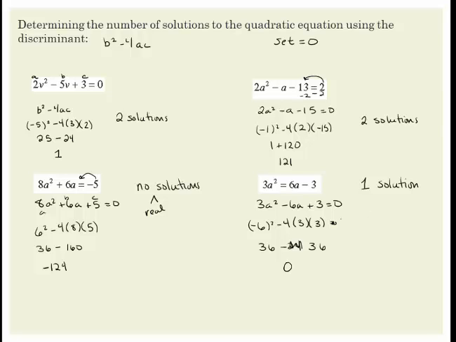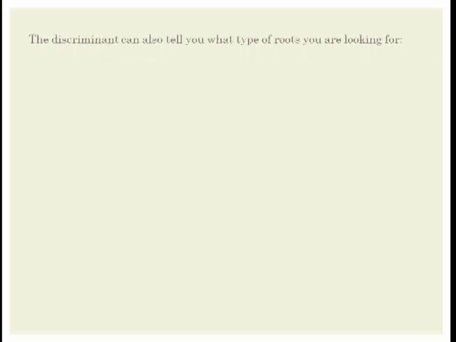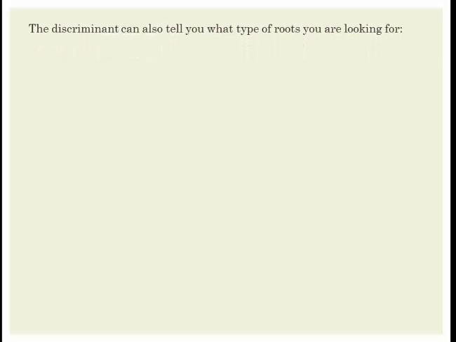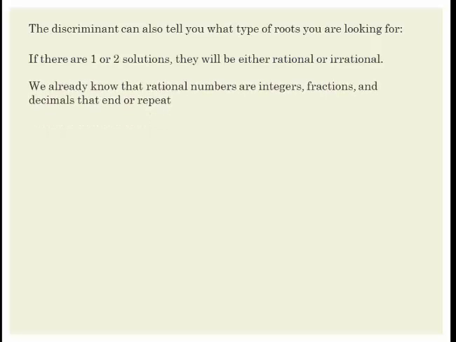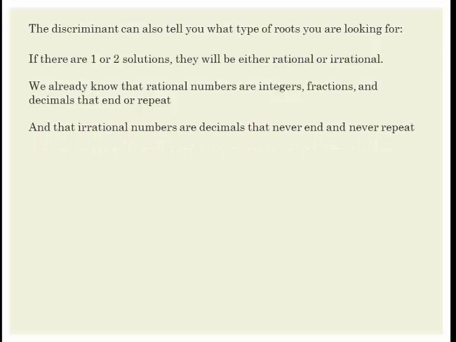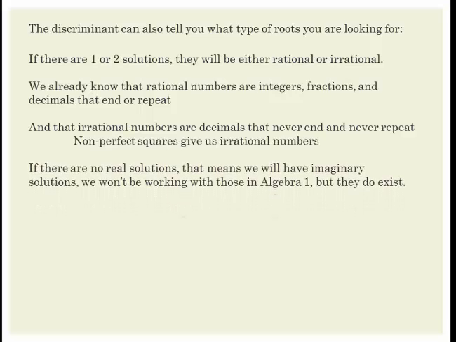Now, in addition to telling us how many solutions we can have, the discriminant can also tell me what type of solutions we'll have. If there are one or two solutions, they'll be either rational or irrational. Rational numbers are integers, fractions, and decimals that end or repeat, and irrational numbers are decimals that never end and never repeat. Non-perfect squares give us irrational numbers. If there are no real solutions, that means we have imaginary numbers, but we don't use those in Algebra 1. Those come up in Algebra 2.